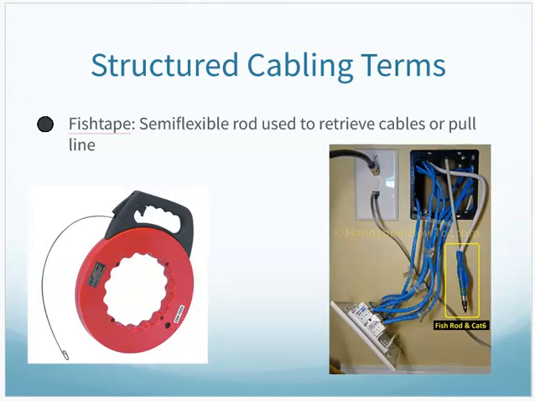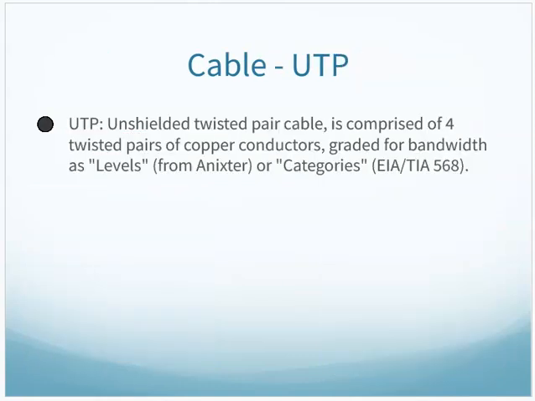A fish tape might get used to try to get a cable through a wall or through a spot in a building, maybe through ductwork or a hole in the wall or something like that. That is a fish tape. It's basically a pretty stiff but flexible wire that you can tie your cable to and fish it down through the wall or through a hole or up over a wall in a building. That's your fish tape.